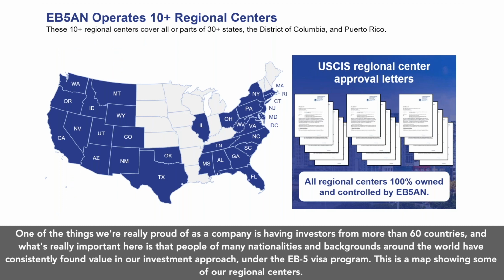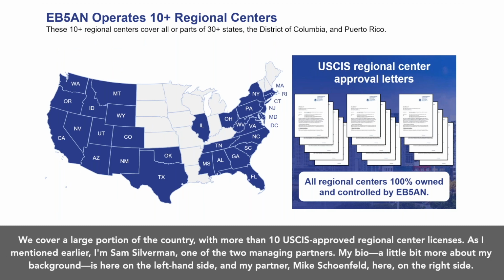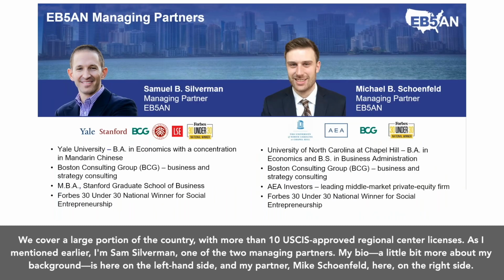This is a map showing some of our regional centers. We cover a large portion of the country with more than 10 USCIS approved regional center licenses. As I mentioned earlier, I'm Sam Silverman, one of the two managing partners. My bio, a little bit more about my background, is here on the left-hand side, and my partner, Mike Schoenfeld, here on the right side.